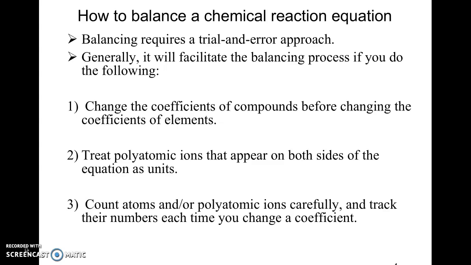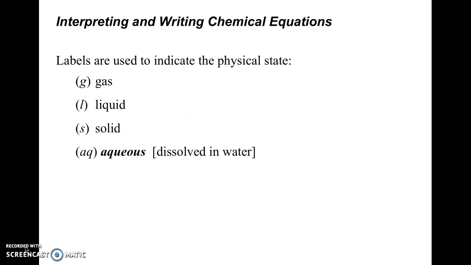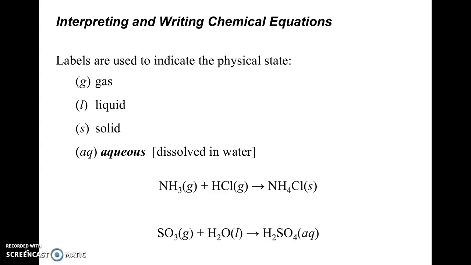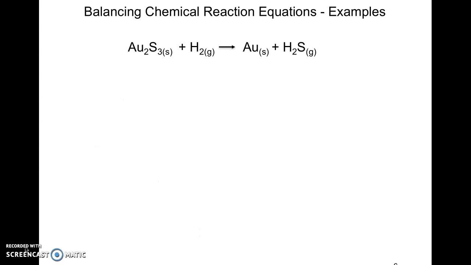And I have a couple of examples here for you. The other thing I did mention before is you need to know the physical state. In this reaction of ammonia gas with HCl gas, you get a salt. It's a solid, and so that's pretty important to know. Whereas the second reaction is the production of sulfuric acid, and you do it by bubbling SO3 gas through water. So those states of matter are very important.